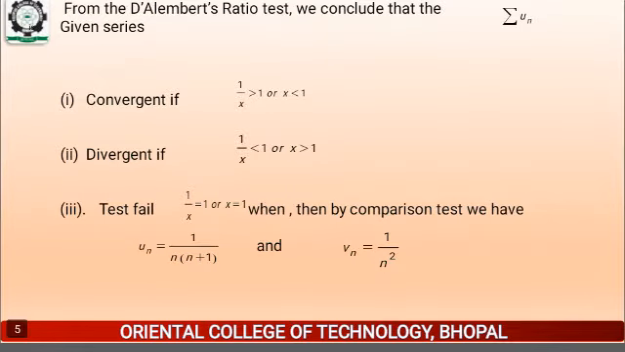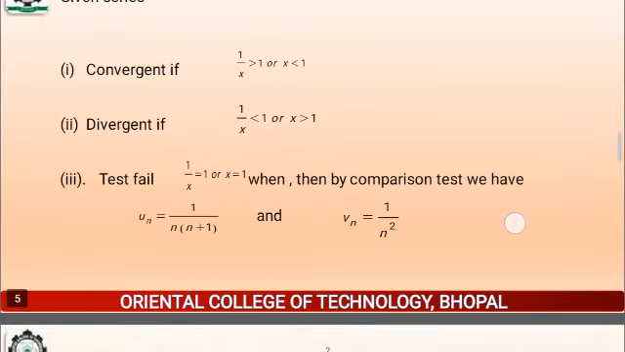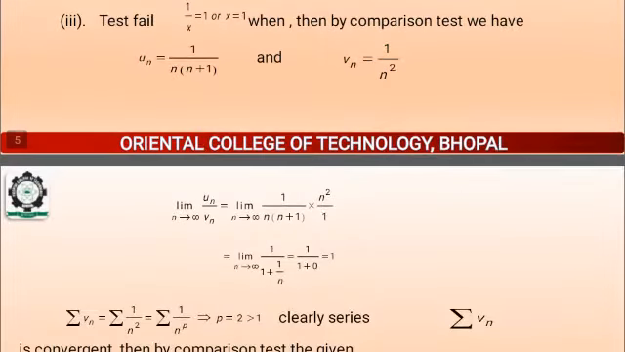Then by comparison test, we have un is 1 upon n plus 1. Consider Vn equal to 1 upon n square and apply comparison test. We know that limit n tends to infinity un upon Vn equals limit n tends to infinity 1 upon n plus 1 into n square upon 1. Divide numerator and denominator both by n square. We have 1 upon 1 plus 1 upon n. When we take limit n tends to infinity, this becomes 1.